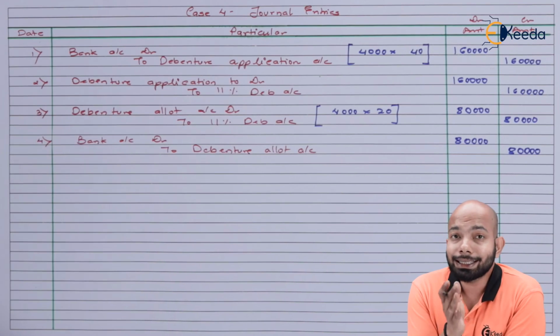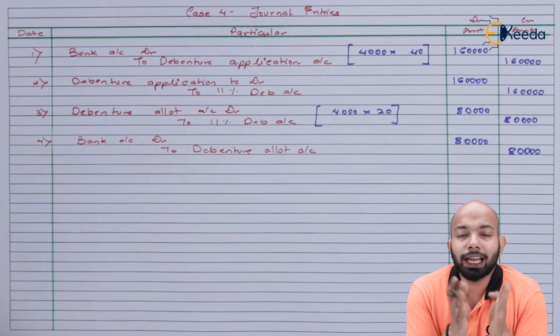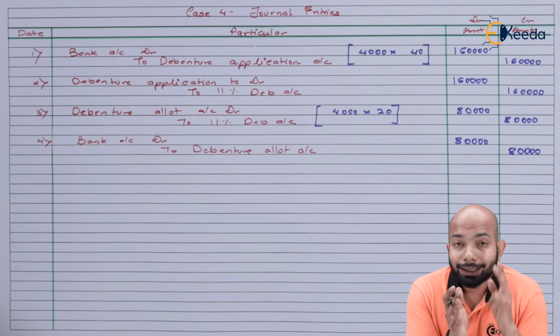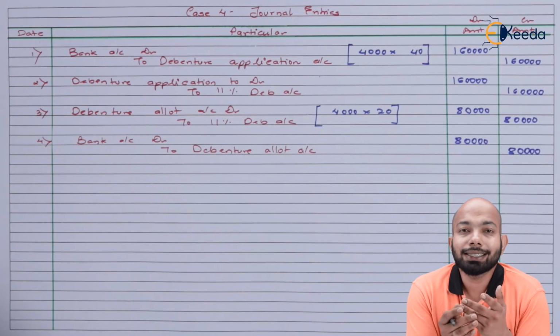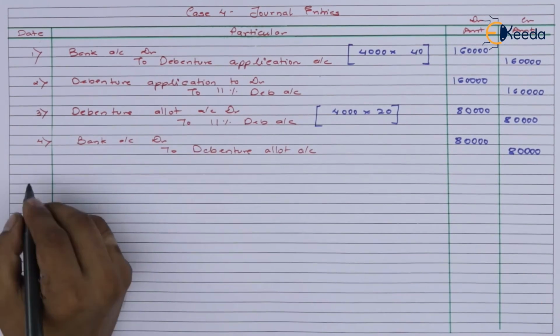Now, after this, the time comes to mention the entry for final call. Again, final call due and final call receipt, 40 rupees per application. Again, the thing that we have passed in application, 1,60,000 is the amount that will be due and will be received here.